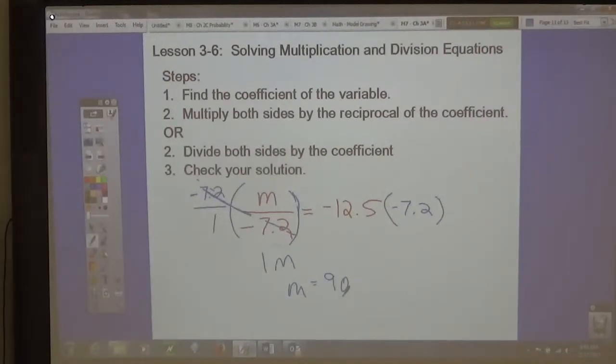So your assignment is 2 through 20 evens on page 156. But you may skip number 12. You may skip the word problem for now because we're going to go back and model that word problem later, okay? 154.